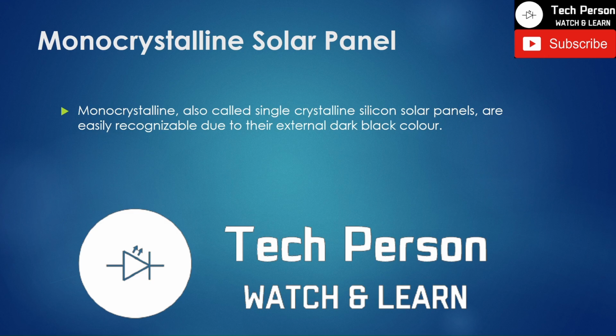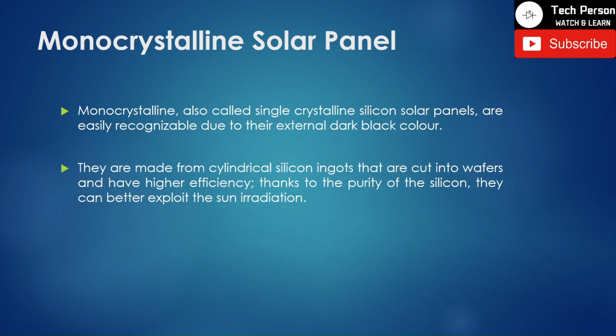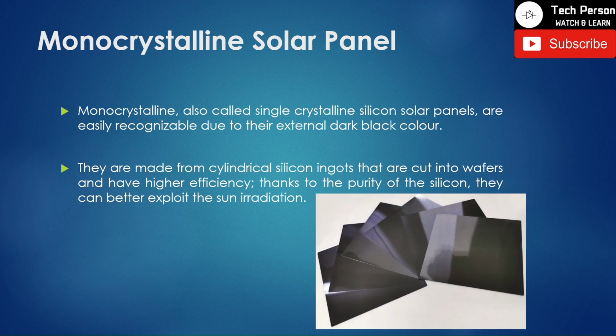These panels are also called single crystalline silicon solar panels, and they are easily recognizable due to their external dark black color. They are made from cylindrical silicon ingots which are cut into wafers, and they have higher efficiency, so they can better exploit the sun irradiation. As you can see in the photo, these are some silicon wafers which are already cut in slices.